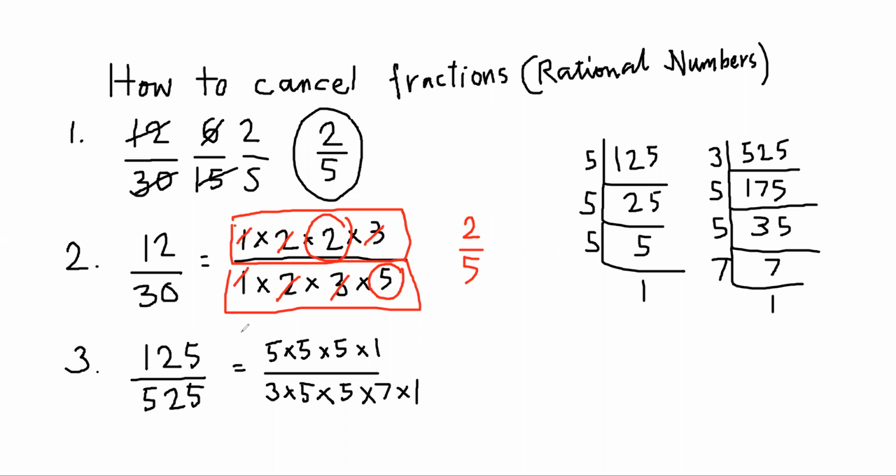Okay, let's take another example. A slightly larger number, 125 divided by 525. The factors of 125, if we want, we can find it out like this. 125 divided by 5 is 25. 25 divided by 5 is 5. And these are the factors. So you get 5, 5, 5, and 1, which we can write down here. And then 525 is 3, 5, 5, 7, 1.